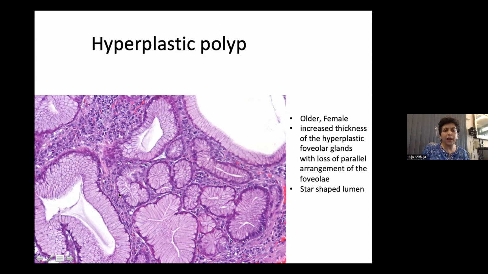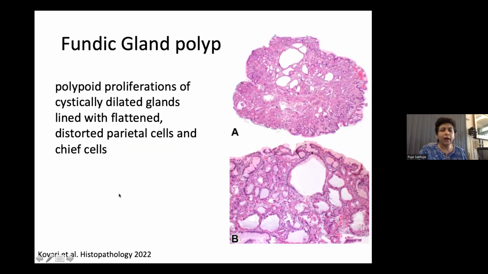So in contrast, we have the fundic gland polyps. And these fundic gland polyps usually show polypoid proliferations with these cystically dilated glands. And these dilated glands can be lined partly by the superficial foveolar type of mucosa, but more commonly are lined by flattened parietal and chief cells, that is the specialized type of mucosa. As the name implies, they are seen more in the gastric fundus or body mucosa. And these fundic gland polyps are usually benign, but adenomas, etc., have been described in fundic gland polyps.